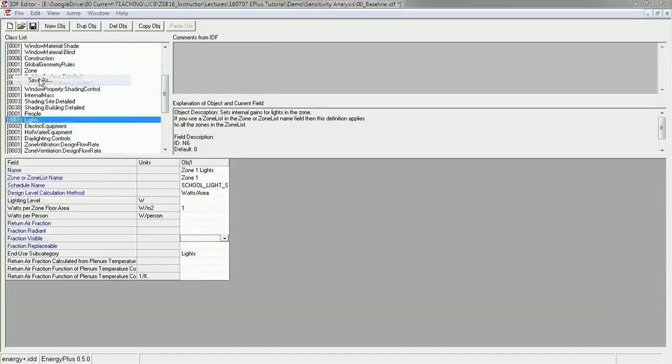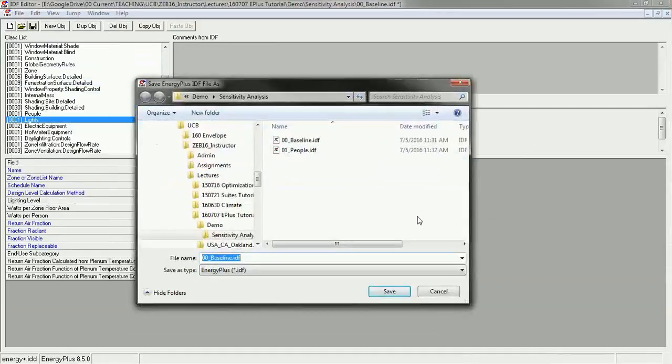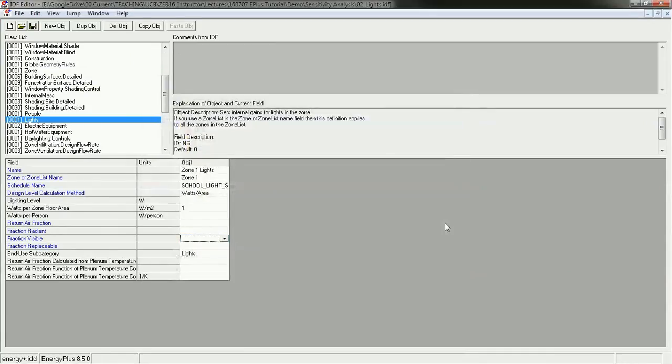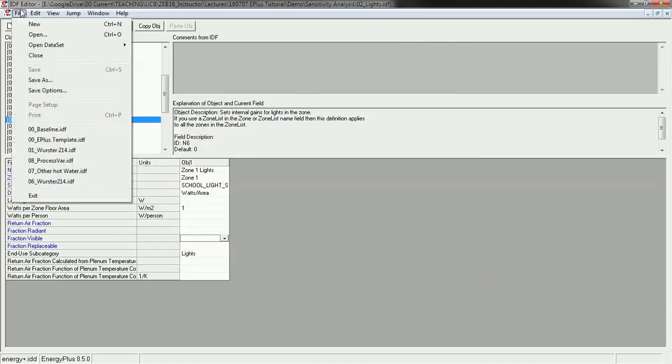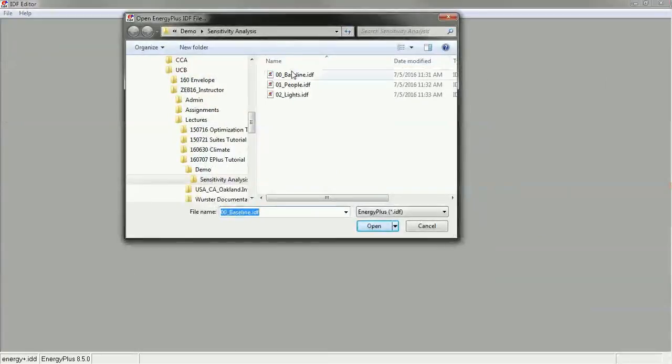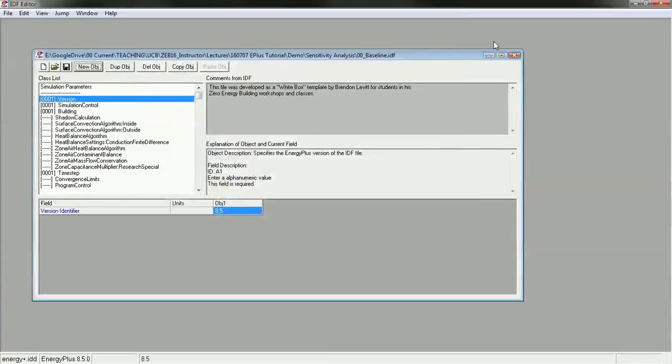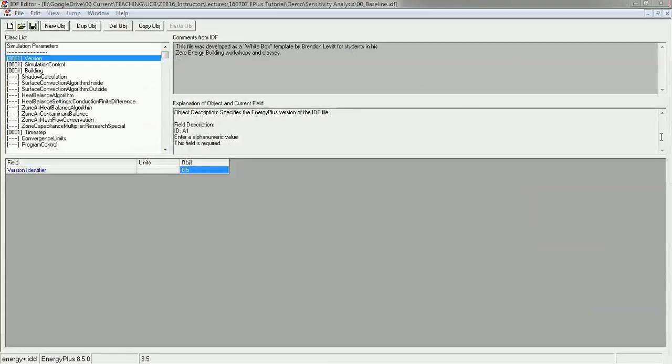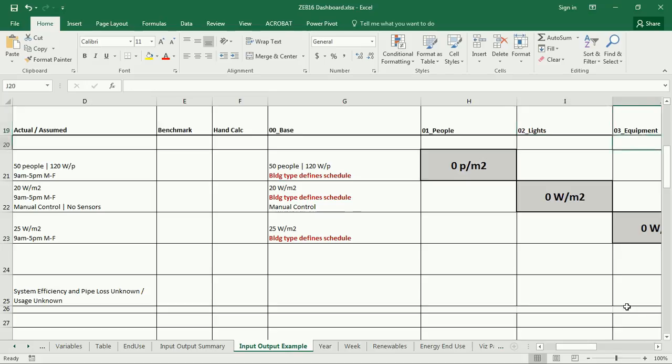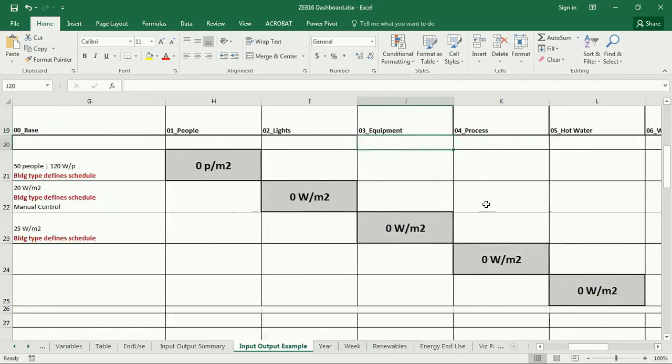And now I'm going to save this as 02 lights.idf. And now I'm going to close this, and I'm going to open the next. I'm going to open the baseline again, and I'm going to change my next one, which is equipment. And you can go down the list. So zero these out or make them very small.